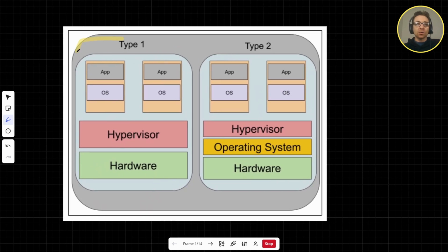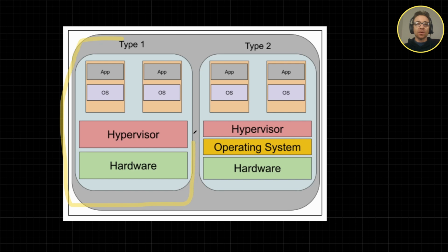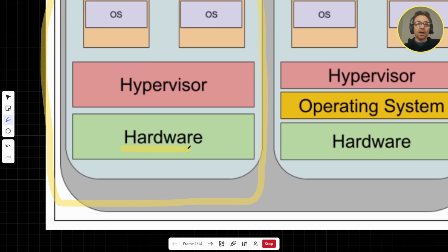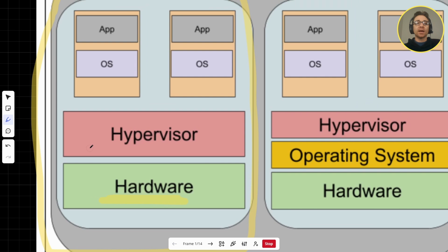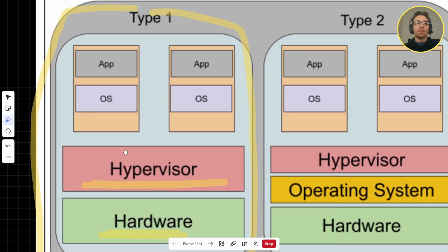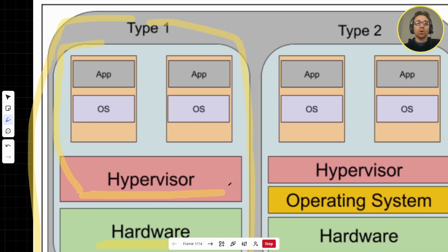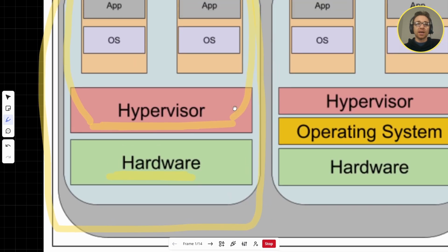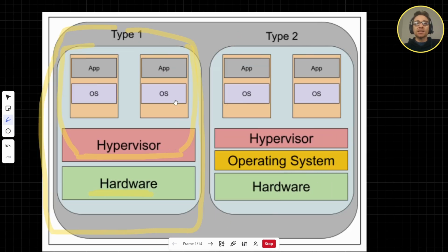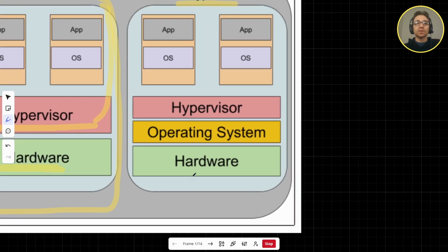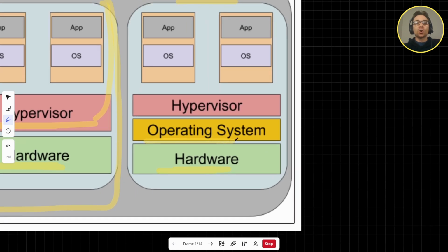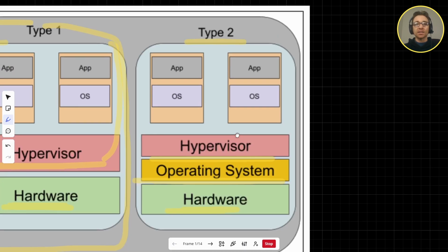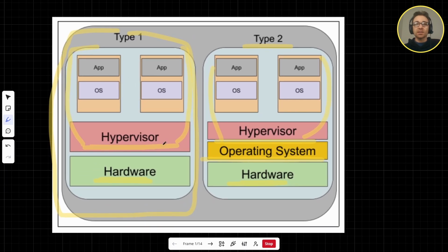Type 1 is called the bare metal hypervisor, and that's basically where you have your hardware, and directly on top of that, you have your hypervisor, and your hypervisor manages your virtual machines, okay? Now, the difference is in type 2, I'm sure you can already see the difference. You've got your hardware, and then you install the operating system on top of your hardware, and then you install the hypervisor, which then manages the virtual machine. So the only difference is type 1, there is no operating system. Type 2, there is an operating system. That's the key difference you need to know about.